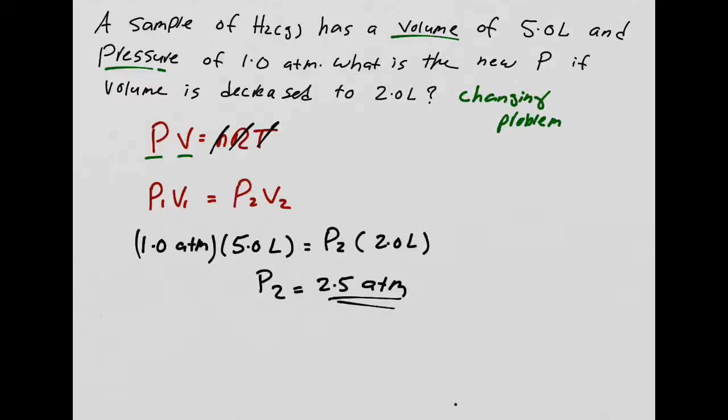So what does that mean? If I change the volume from 5.0 liters to 2.0 liters, the pressure will also change. You go from 1 atm to 2.5. Basically, because they're on the same side, one goes up, the other comes down. If the volume goes down, the pressure will go up. Ready for the next problem?